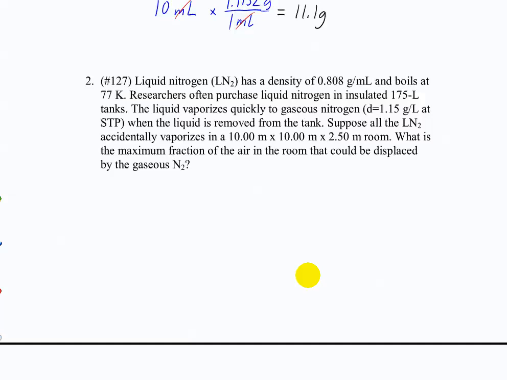You're going to have to figure out the amount of air in the room, which you get from the volume, and then the amount of nitrogen that is going to ultimately get into the room when it goes. So give that a try. Okay, let's talk about this a little bit, and I'm going to go through the whole thing, but how much air is in the room?